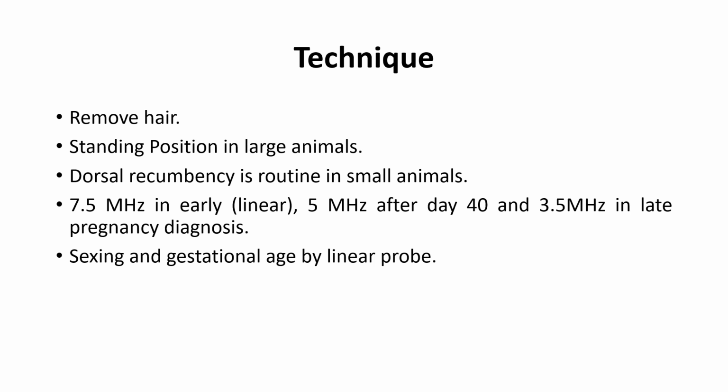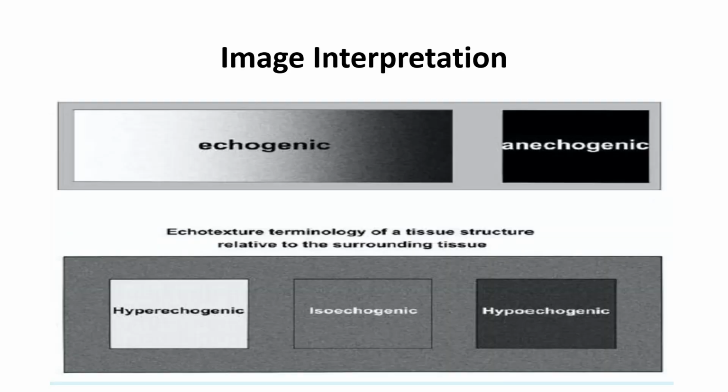7.5 megahertz is the frequency in linear probes or transrectal probes, and 5 megahertz frequency is used mostly after 40 days of pregnancy, and 3.5 megahertz is used in late pregnancy diagnosis, and the probes used are transcutaneous in late pregnancy. Sexing and gestational age of the fetus is performed by linear probe as the transrectal probe.